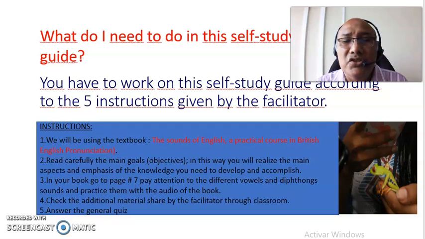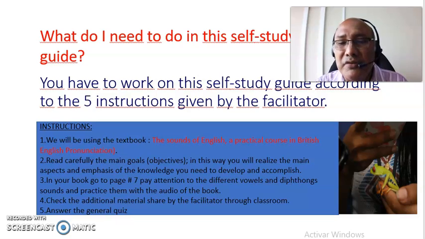Number 4, check the additional material shared by the facilitator through Classroom. In the Classroom site, there is some additional information related to vowel sounds and diphthong sounds that is very important and very useful for you to continue practicing. Remember that practicing the sounds is the key to master pronunciation and phonetics, okay? Because you get familiar with not only the symbols but also how to produce the sound that the symbols represent.